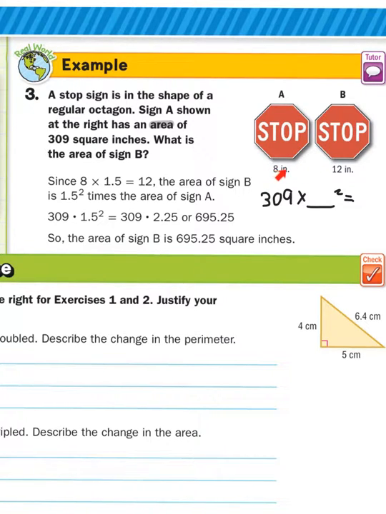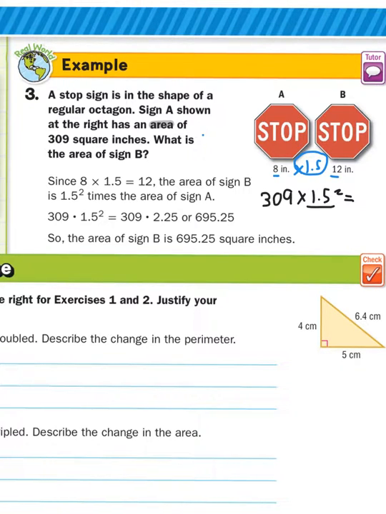Now, I know 8 times 1 is 8, and 8 times 2 is 16. So 8 times 12 must be in the middle. That means they multiplied 8 times 1.5 to get the dimensions. Now, again, remember the rule for area. Whatever we do to the dimensions, times 1.5, we do the same thing squared to the area. So that should be times 1.5 squared.